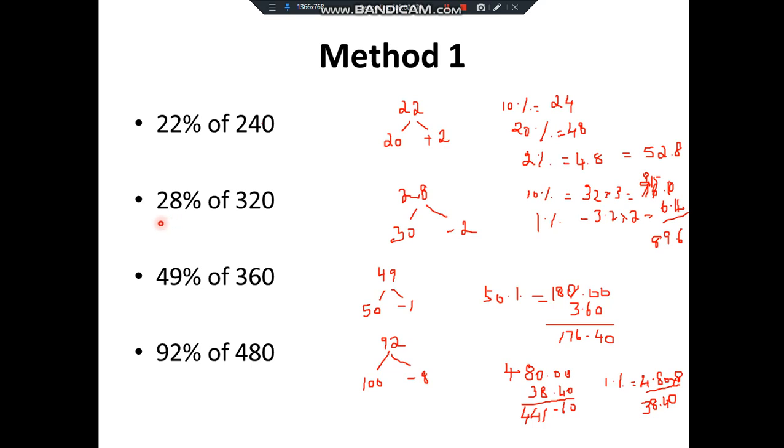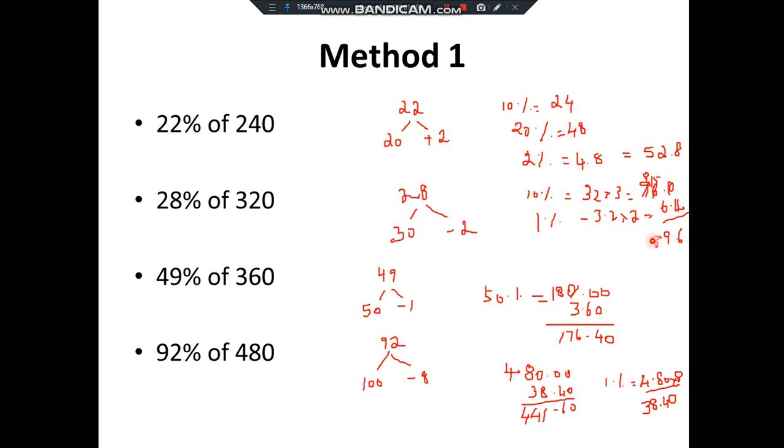See one more example: 28% of 320. 28 can be split as either 20 plus 8 or 30 minus 2. It is not necessary that we use only addition; we can even use subtraction. So 30 minus 2, which I find quite easy. 10% of 320 is 32, so 30% means 32 into 3, which gives 96. Again, 2% we have to find. 1% is 3.2, so 3.2 into 2, which is 6.4, is the 2% value. Now subtract both answers and you will get 89.6.